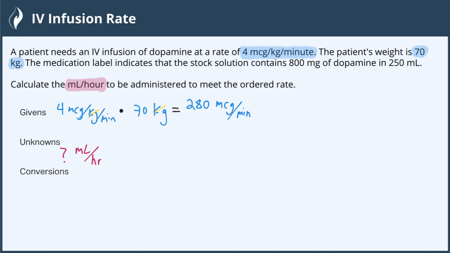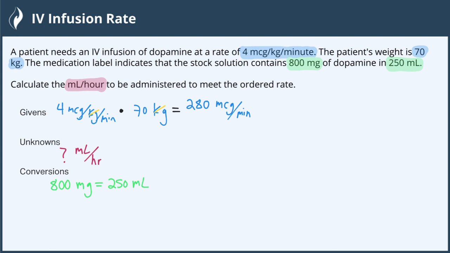Now, we are given the rate in micrograms per minute, so we need to turn micrograms into milliliters and minutes into hours. They did give us some information about this. We are told that there's 800 milligrams in 250 milliliters. So that is one of our conversions. We can write 800 milligrams is equal to 250 milliliters.